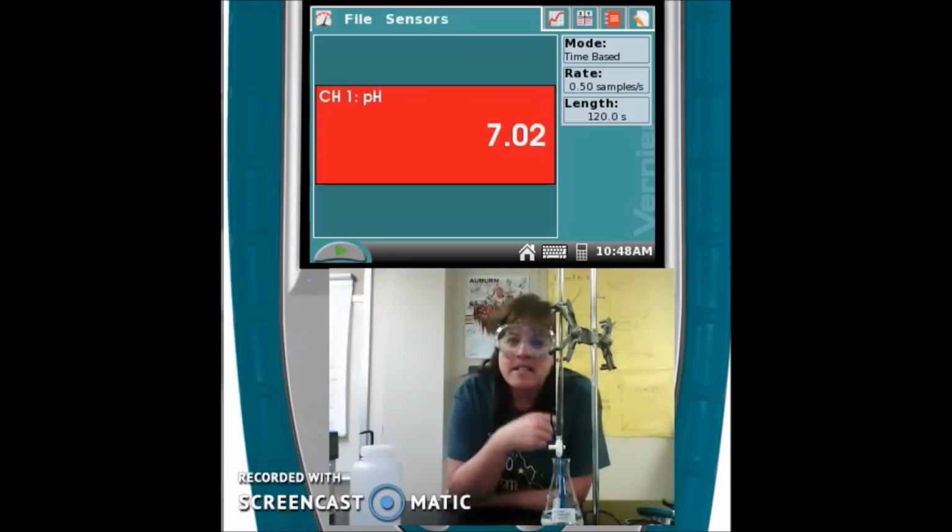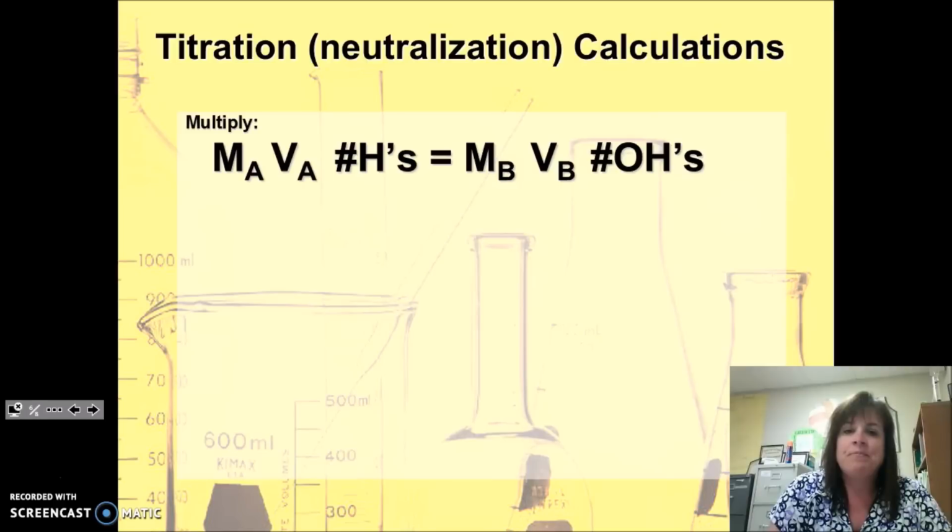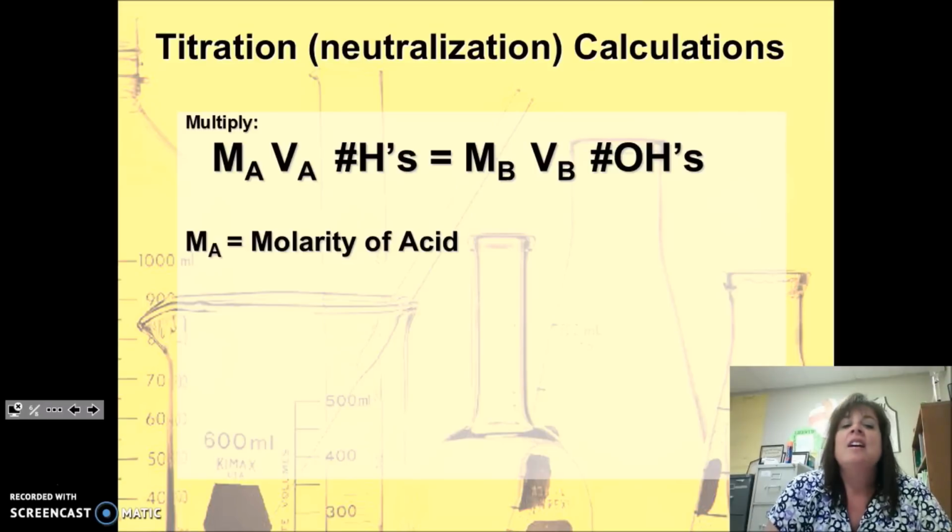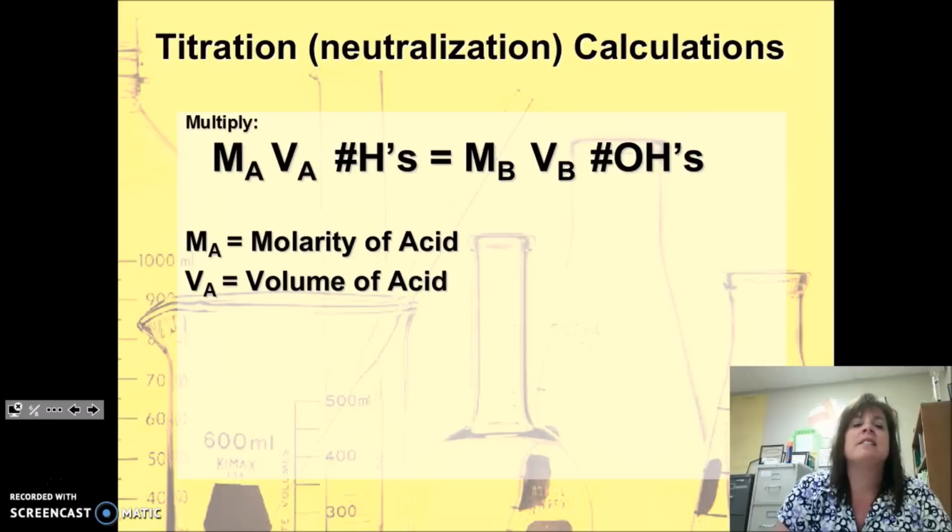So let's get back to the notes. How do I calculate this stuff now? How we calculate in a titration, this is actually called a neutralization calculation, is we use this equation, MAVA, number of H's, equals MBVB, number of OH's. So what the heck are these M's, V's, and H's? So MA is the molarity of the acid, or the concentration. Remember molarity from chapter 14? That's moles per liter. Well, that's how strong our acid is.